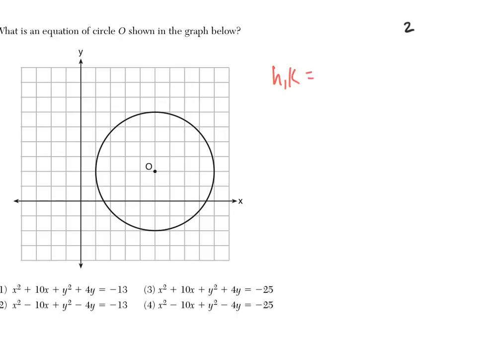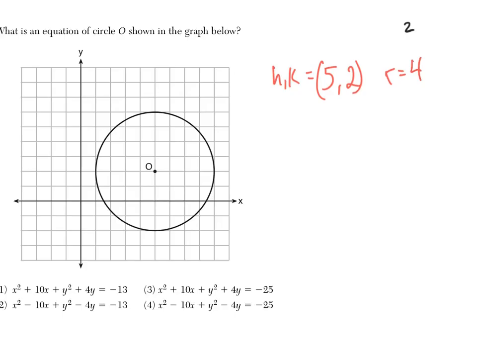In this case, I'm going to count over, and we need the x values first. So I'm going to count over 1, 2, 3, 4, 5. So h is 5. And the y, I can just eyeball it and see it's 2. So we know what h and k are. What about the radius? When we start from the center and count out 1, 2, 3, 4, the radius is 4. So we know what the center of the circle is and what the radius is.